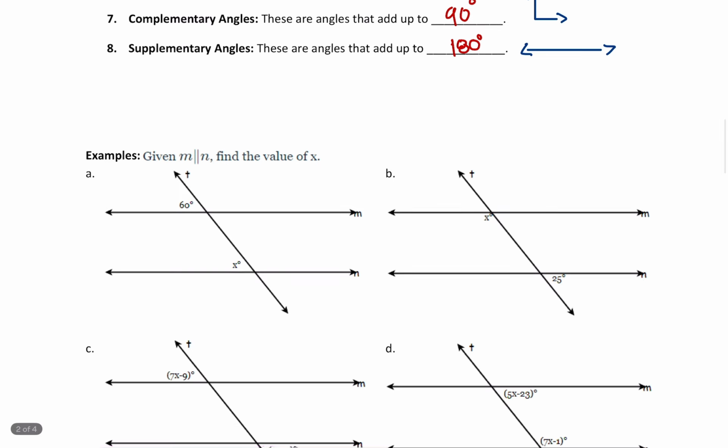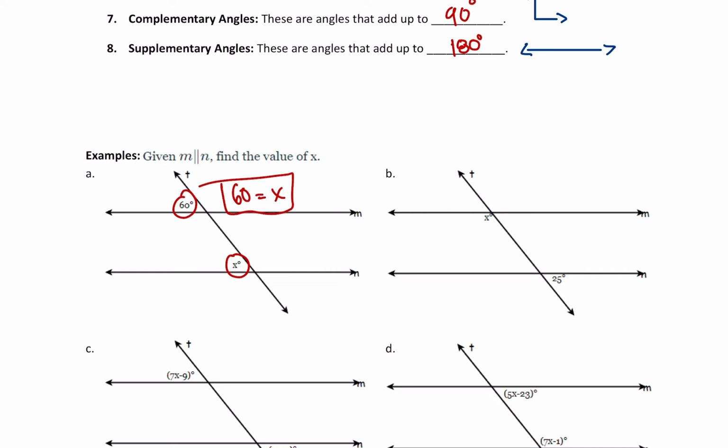Now we're going to go over some examples. It says, given that line M is parallel to line N, find the value of x. Well, the first thing I notice is this angle and this angle are corresponding angles. And if I look back on my vocabulary sheet, I know corresponding angles are congruent, which means I can say 60 is equal to x, and there's my answer.